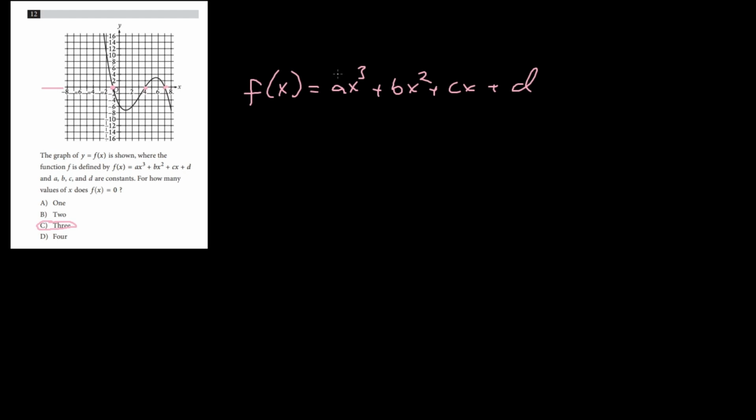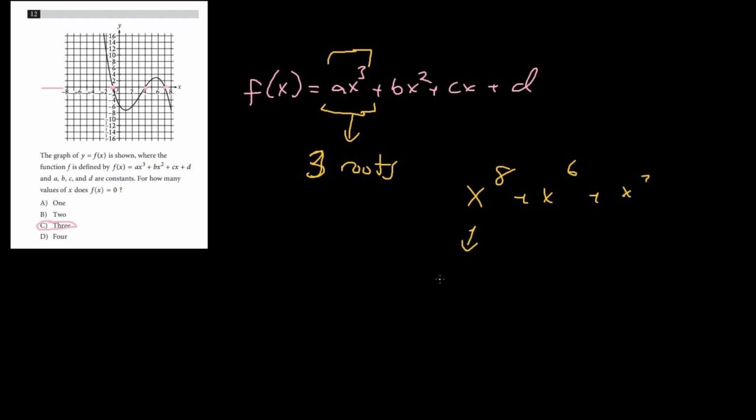Another way you could think about this is if you just look at the function, you can see the highest power of the function is going to be 3, which means that there are 3 roots, and a root is just a solution for the equation where it's equal to 0. So if this had been, you know, x to the 8th plus x to the 6th plus x to the 7th, same thing, you just know that there'll be 8 roots. So it'll cross the x-axis 8 times.